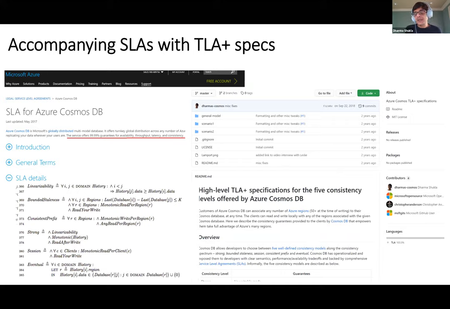The fourth thing is SLAs, service level agreements. A lot of cloud services claim that they give this guarantee or that guarantee. And they usually play with the law of large numbers where there's no per customer SLA, but in the aggregate, the SLAs are met. So having a TLA Plus spec to clarify exactly what guarantee is included as a part of that SLA, and a precise description of that, goes a long way. That is what we learned by using TLA Plus for the consistency SLA in Cosmos.